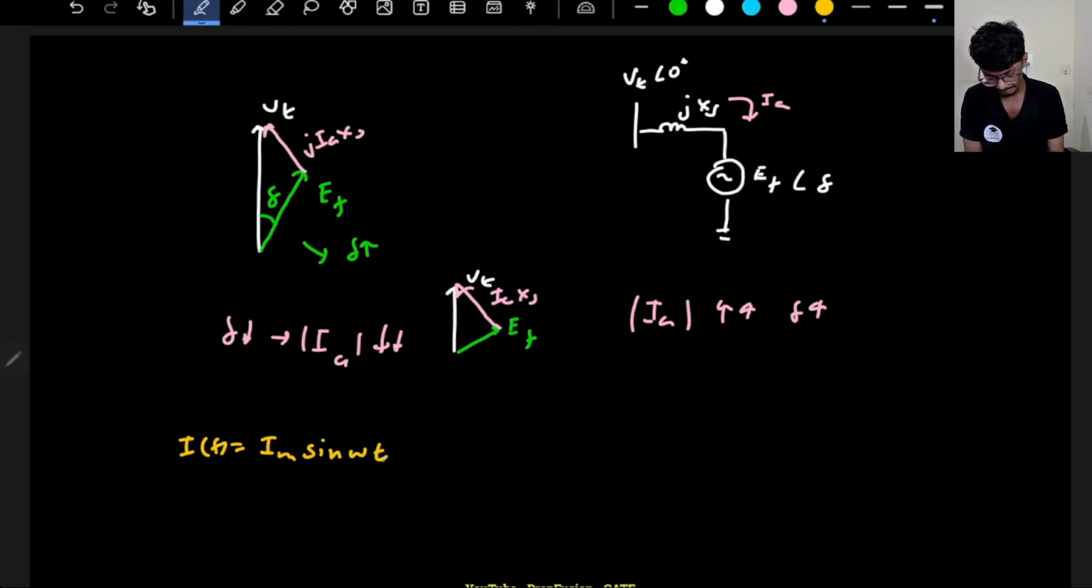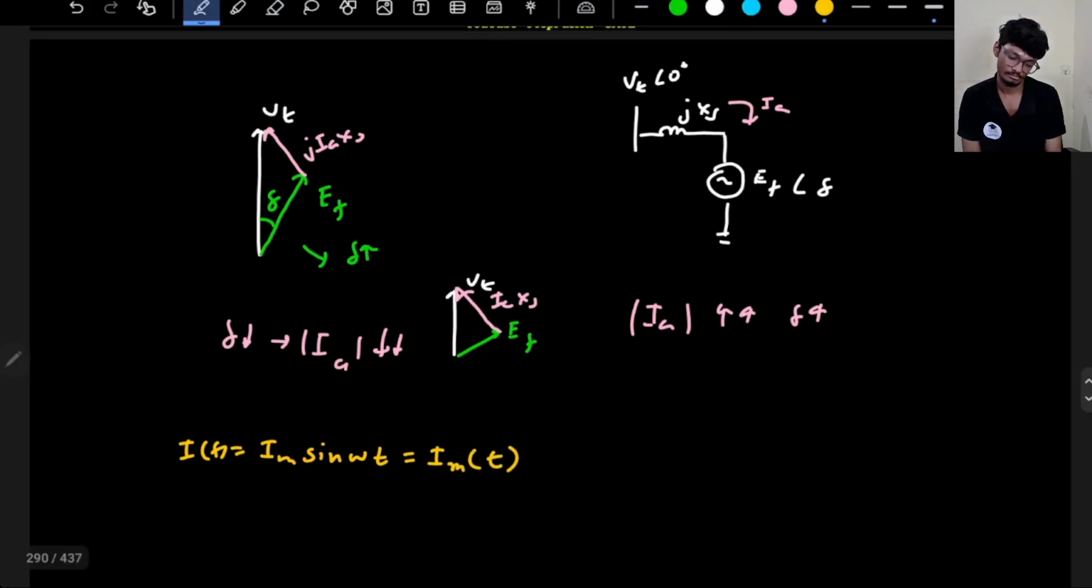So this will be Im of t into sin omega t.